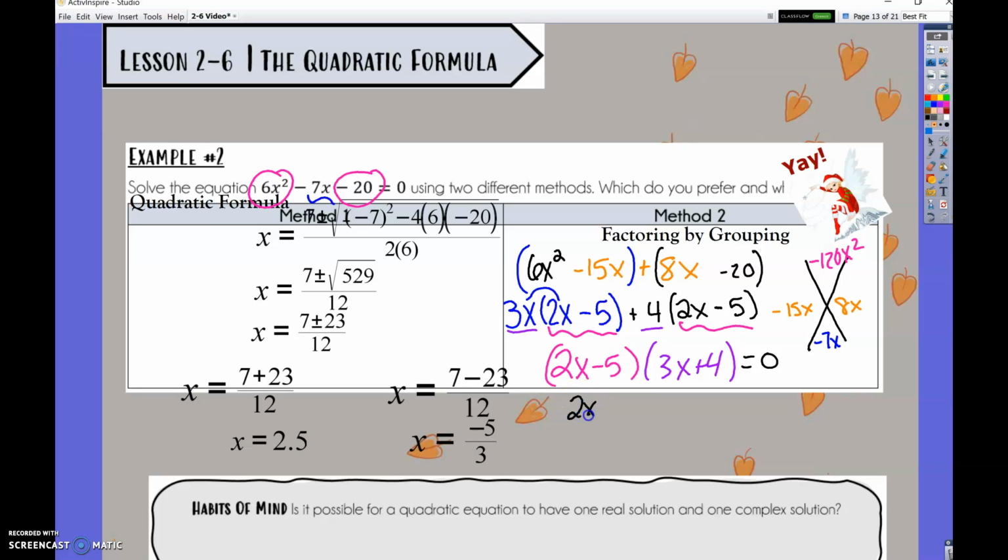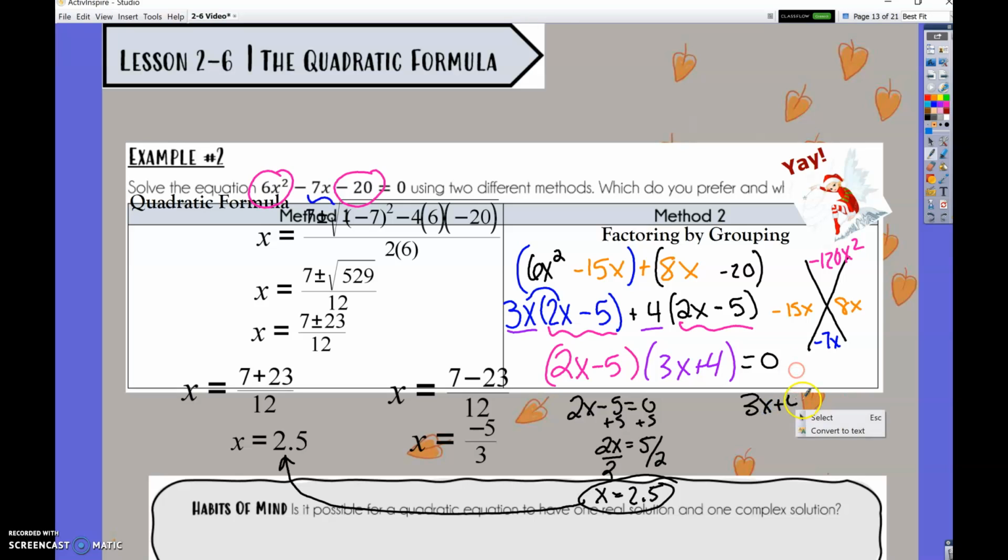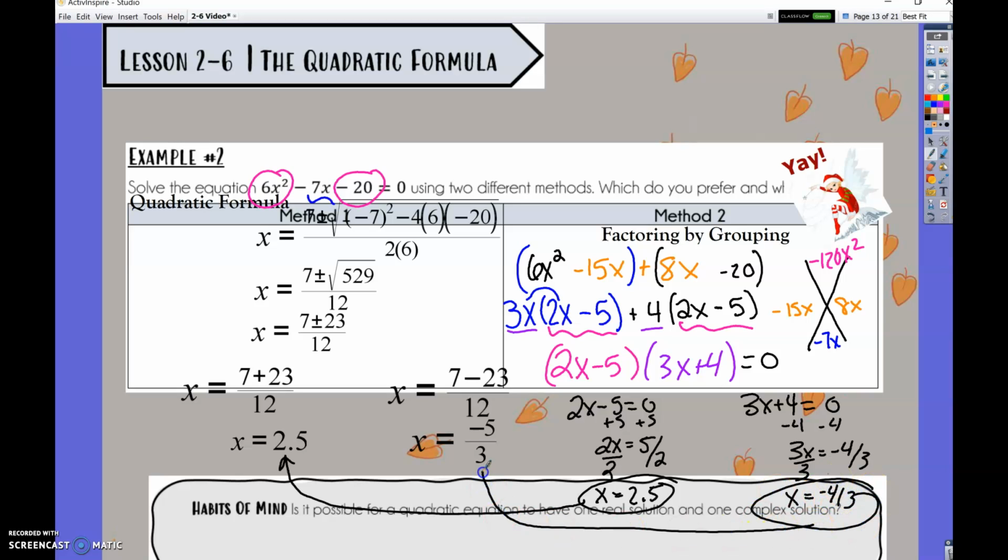We would set 2x minus 5 equal to 0. And by adding 5 to both sides, I'd have 2x equals 5, and then divide by 2. X equals 2.5. Hey, that's the same answer as we got over there if you look at the quadratic formula. And also 3x plus 4 equals 0. Subtracting 4 and dividing by 3 would give me x equals negative 4/3. There I would have the same answer.